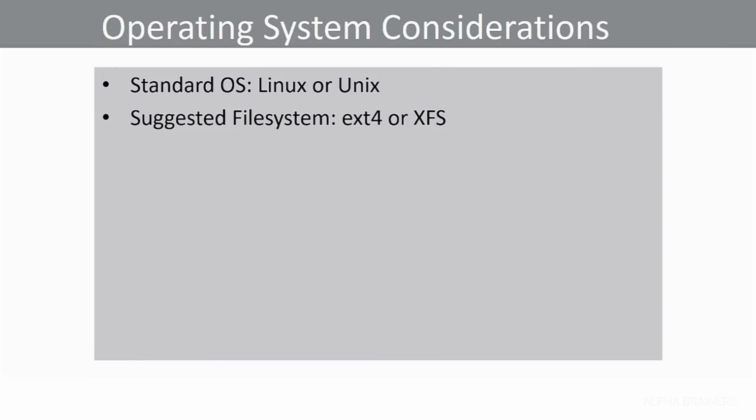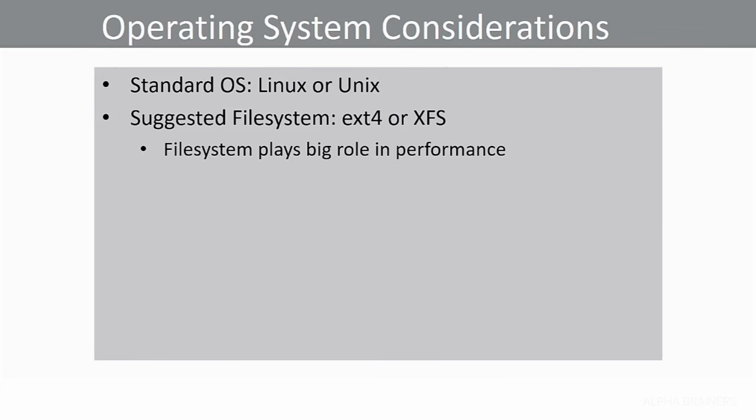So in this next section, we're going to talk about the operating system and Java installation process. Before you choose which operating system you're going to install, you may want to take the following into consideration. First of all, the standard operating system that you normally run Kafka on is going to be either a Linux or Unix-based operating system. I recommend a file system that's either ext4 or XFS.